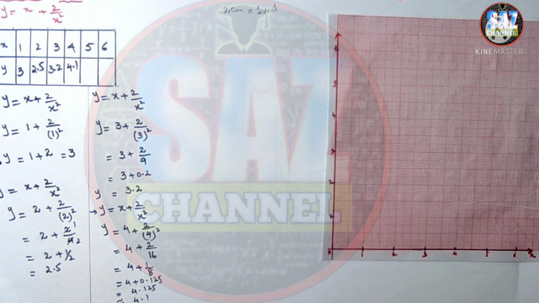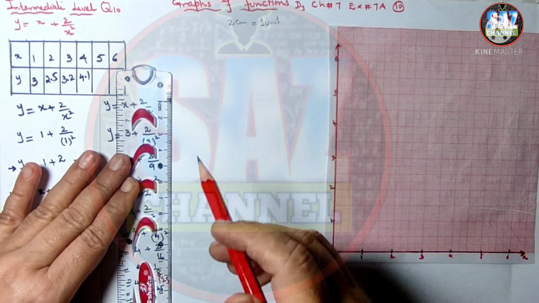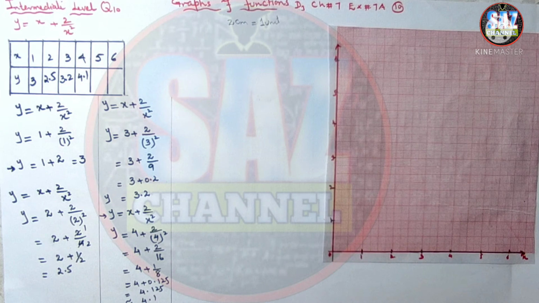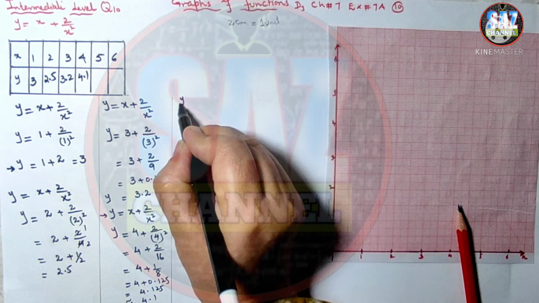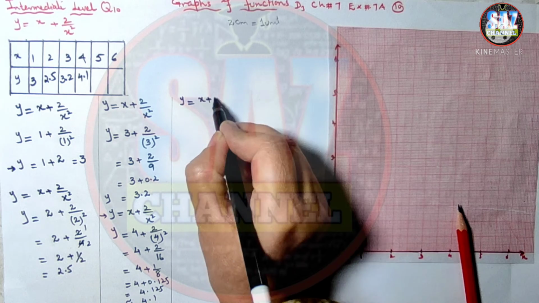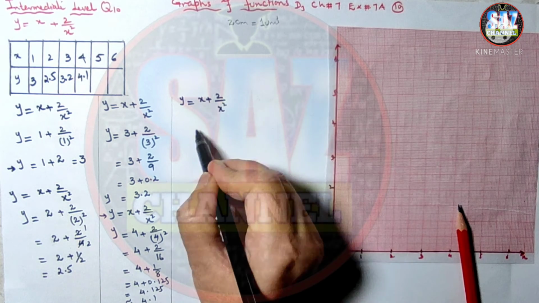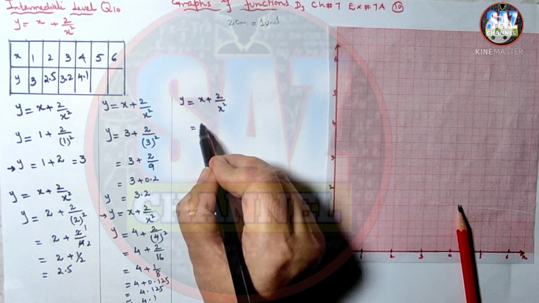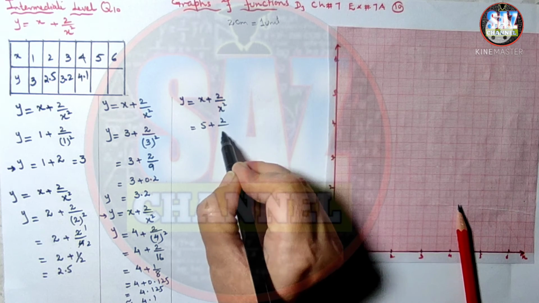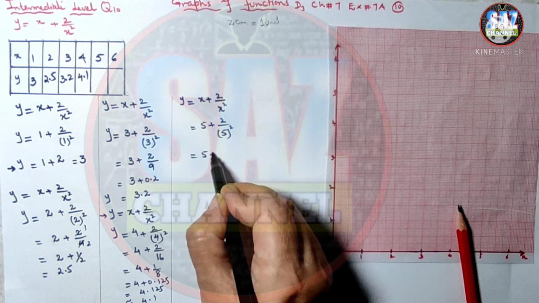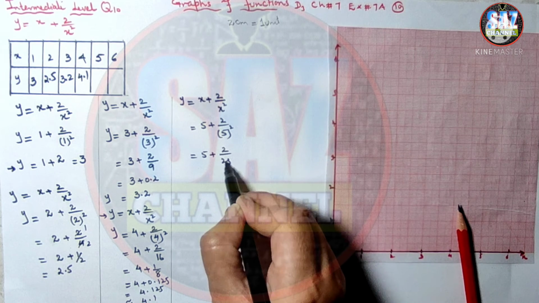Moving to the next unknown, let me draw the line here. And now we have to move to the next unknown, that is x equals 5. y equals x plus 2 by x square, and the value of x is 5, so 5 plus 2 by 5 square. 5 square is 25, so 5 plus 2 by 25.